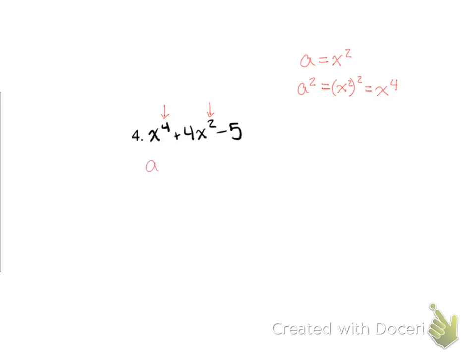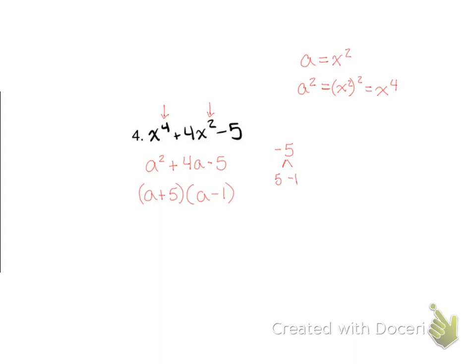So x to the 4th, that's a squared, plus 4a minus 5. Okay? Now this looks like a quadratic. We can factor this. Find two numbers that will multiply to negative 5 but add to 4. Well, that's 5 and negative 1. So my factored form is a plus 5 and a minus 1.